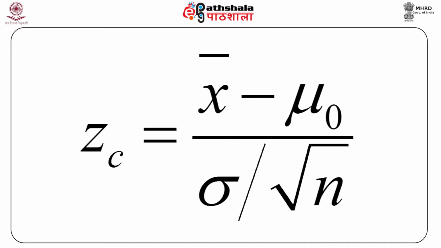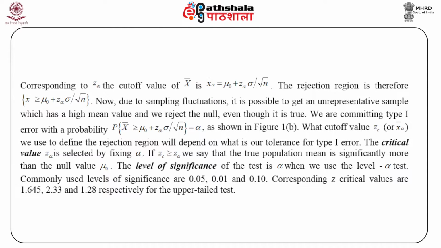If the null hypothesis is true and Zc is less than Z alpha, then we make the correct decision of not rejecting the null hypothesis H0. The probability of making the correct decision of not rejecting a true null hypothesis is 1 minus alpha. The cutoff value of x bar corresponding to Z alpha is x bar alpha equal to mu 0 plus Z alpha into sigma by root n. The rejection region is therefore x bar greater than or equal to mu 0 plus Z alpha into sigma by root n.